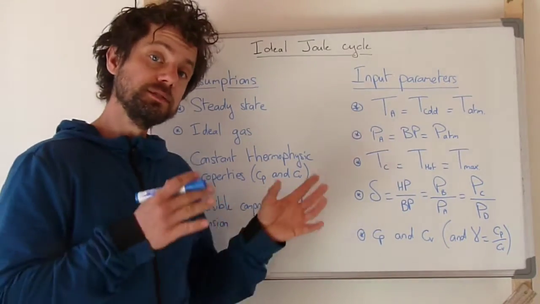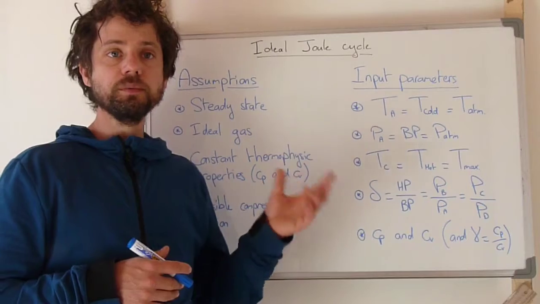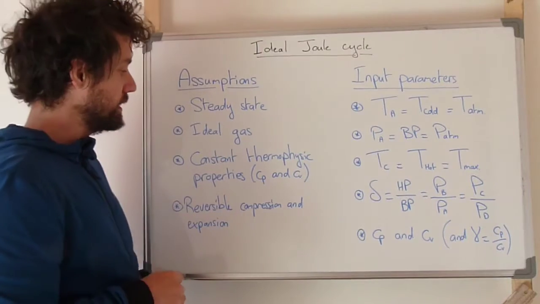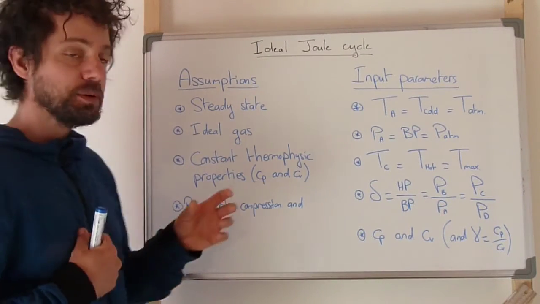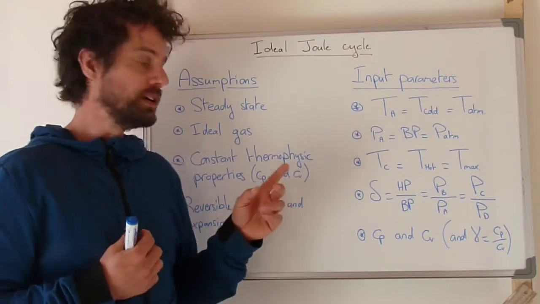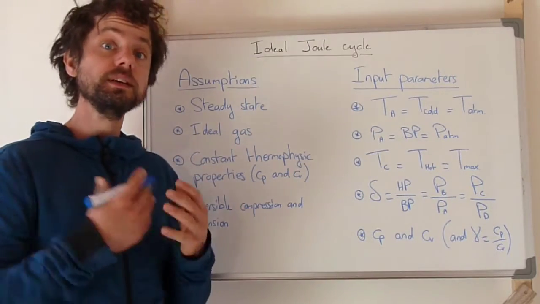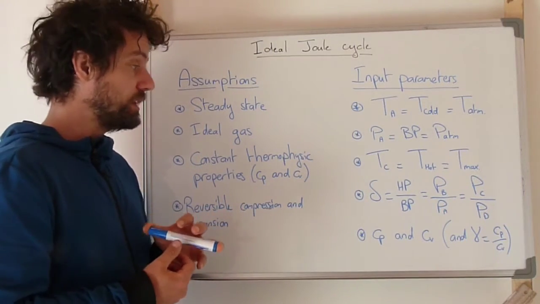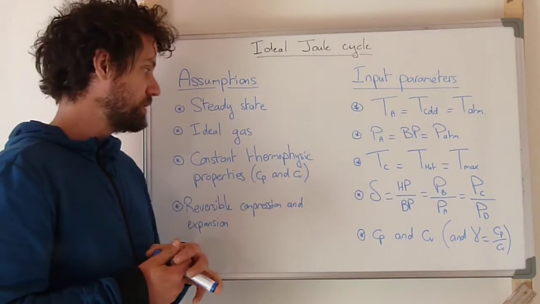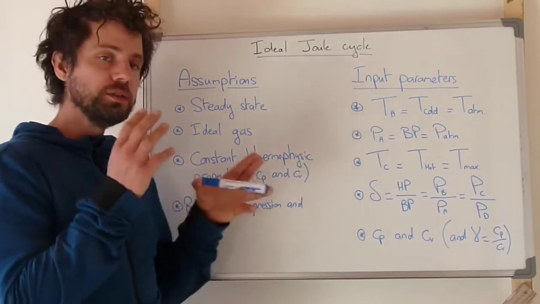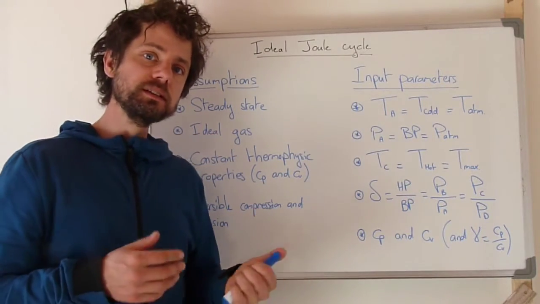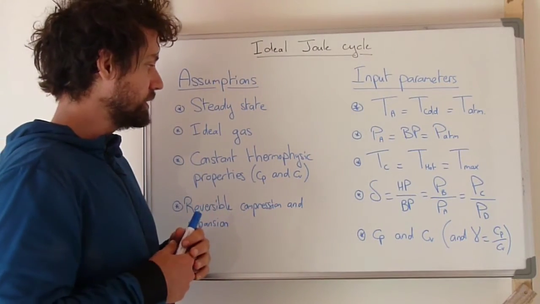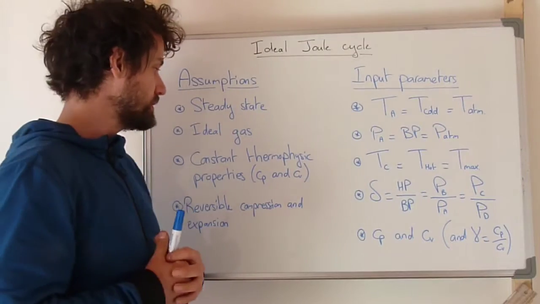Another assumption we'll make, at least for now, is to consider that the thermophysical properties such as the Cp and Cv, so specific heat capacities at constant pressure and constant volume, are constant, so independent especially of temperature, but also independent of any change of chemical nature that we can find. We'll make this assumption, and we'll discuss a bit later if this is really valid and how we can do without this assumption, but this will be discussed later.